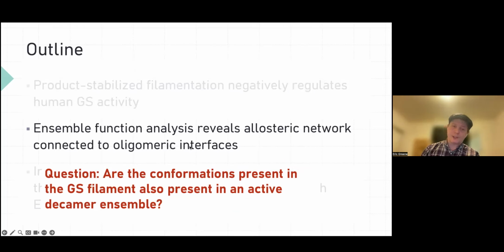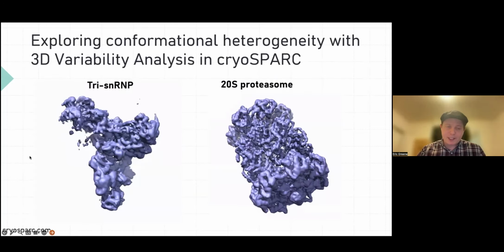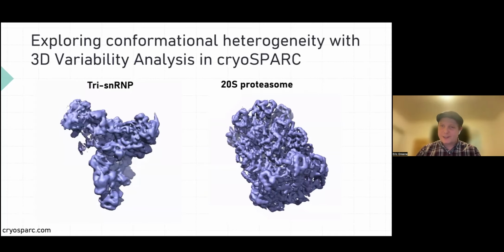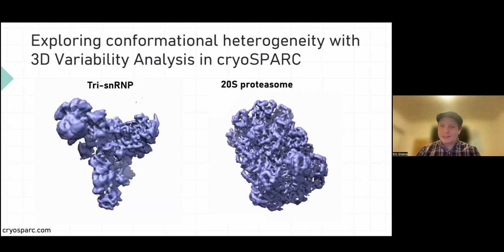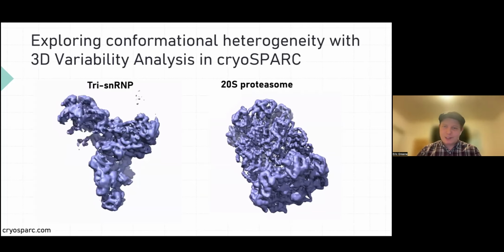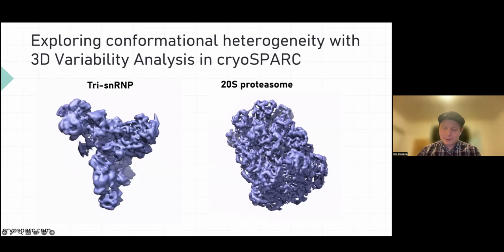And this is really driven by one question, which is, are the conformations present in the GS filament also present in an active decamer ensemble? Some of the inspiration for this came from seeing some of the case studies actually for 3D variability analysis from CryoSPARC. So I should say in my PhD, I worked on the 26S proteasome.